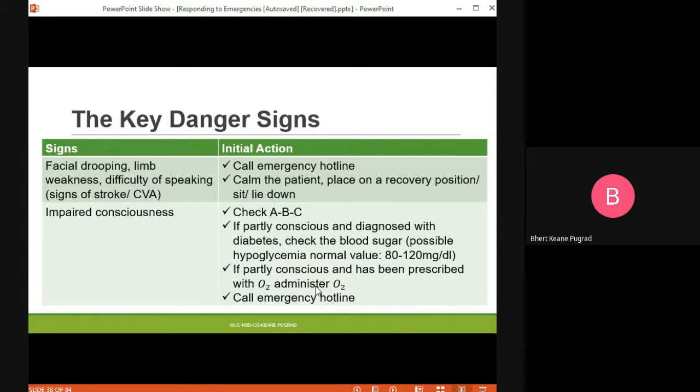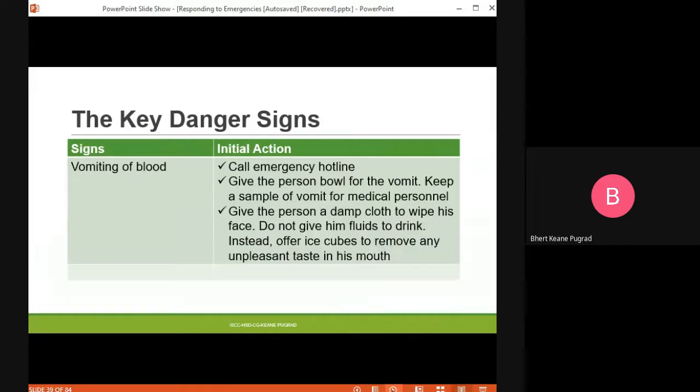Okay? So if partly conscious and has been prescribed with oxygen, no? The patient has been prescribed with oxygen, okay? We need to administer oxygen immediately and we need to call emergency hotline for further care and management. Okay? Next is your vomiting of blood, okay?